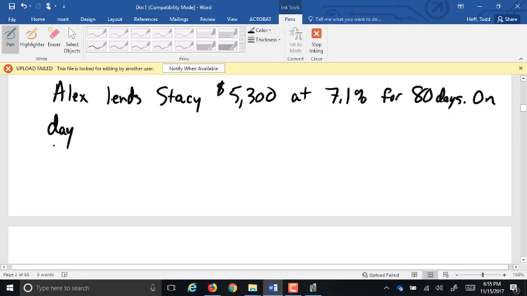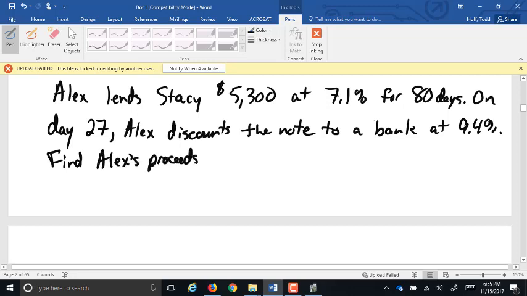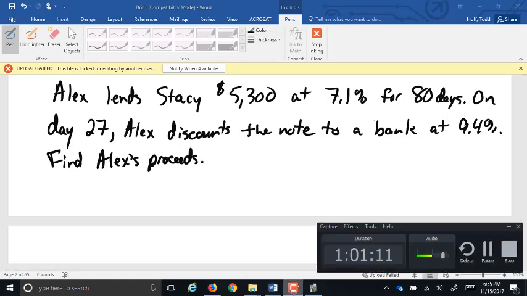Other businesses on day 27, Alex discounts the note to a bank at 9.4%. Find Alex's proceeds. I will give you guys a couple minutes to work on that in your notes.